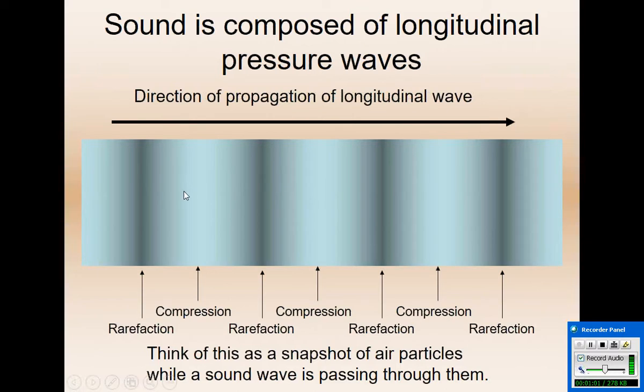Where we have excess air molecules, that would be a region of compression, and where we have a relative lack of air molecules, we would have a rarefaction. And so we have alternating regions of compression and rarefaction as we look down the length of a longitudinal wave.